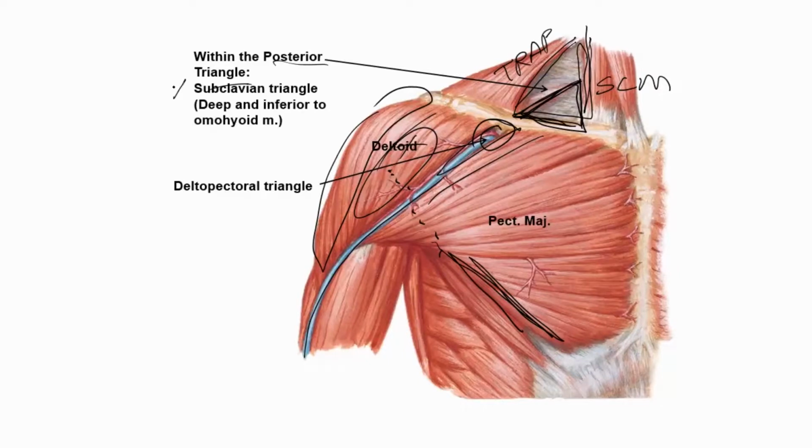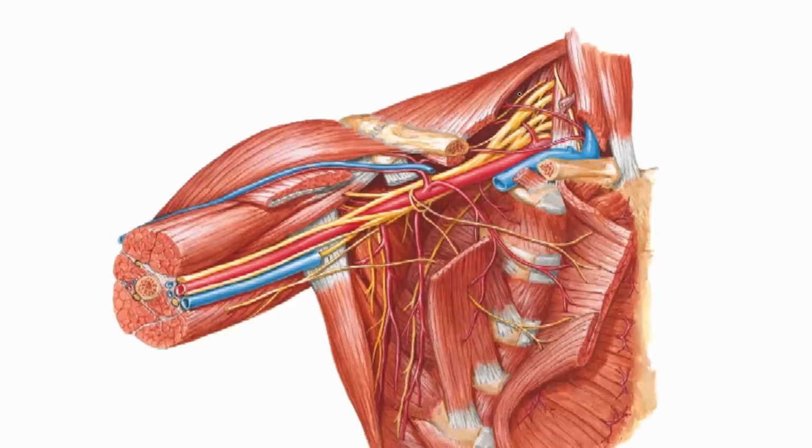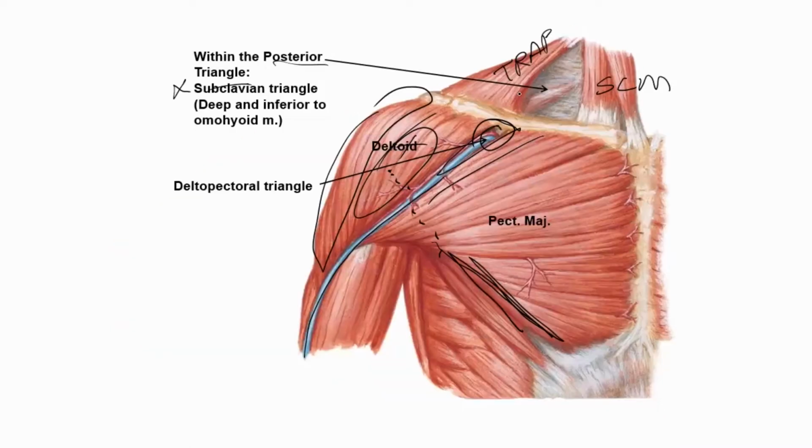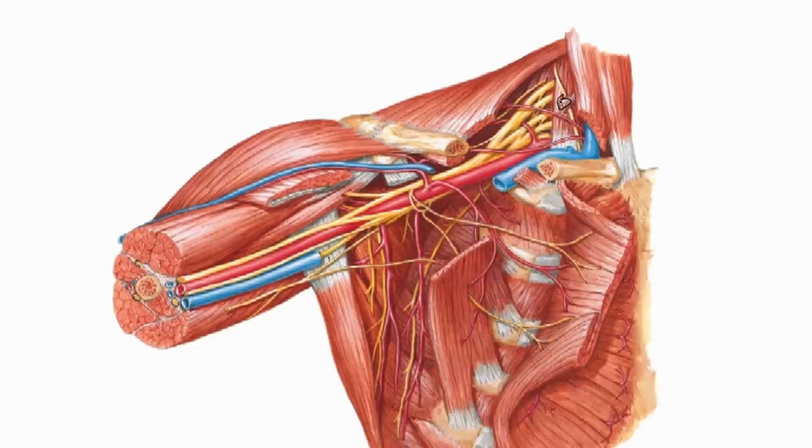So subclavian triangle, again, deep and inferior to this muscle, which is the omohyoid muscle. This is the inferior belly of the omohyoid muscle. So if we remove the connective tissue that we saw in this particular view, if we open up that connective tissue and we remove the omohyoid muscle, cut there, and reflect the clavicular head of the sternocleidomastoid, we can open up this posterior triangle so that we can see the elements of the brachial plexus and the subclavian vessels that we want to investigate.